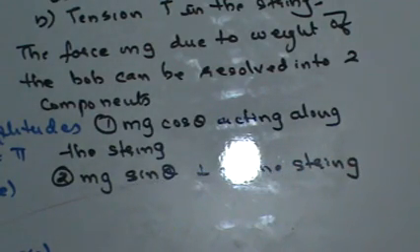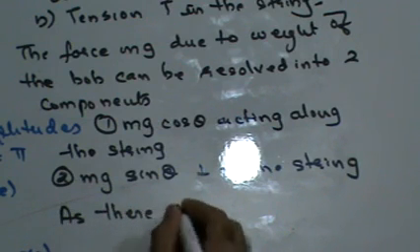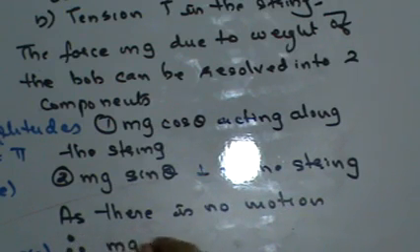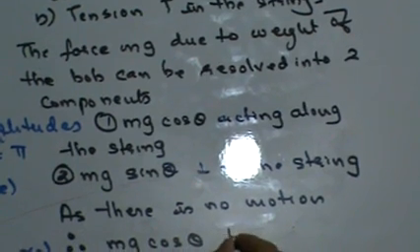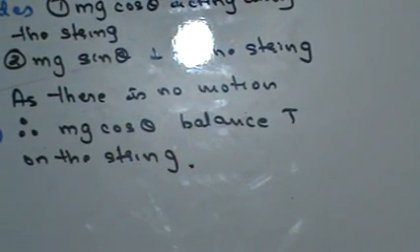Right? Now, as there is no motion of the string in vertical direction, I can say that mg cos theta counterbalances the tension on the string, right? Therefore, I can say that mg cos theta should be equal to T.